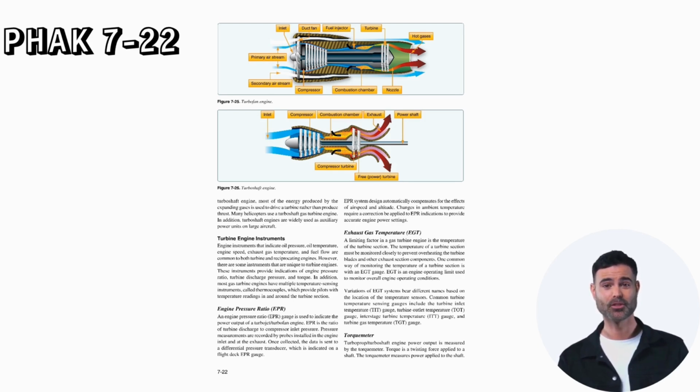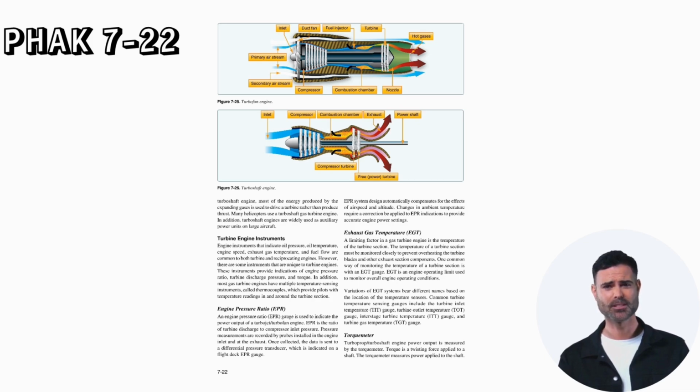Exhaust gas temperature. EGT, a limiting factor in a gas turbine engine, is the temperature of the turbine section. The temperature of a turbine section must be monitored closely to prevent overheating the turbine blades and other exhaust section components. One common way of monitoring the temperature of a turbine section is with an EGT gauge. EGT is an engine operating limit used to monitor overall engine operating conditions.